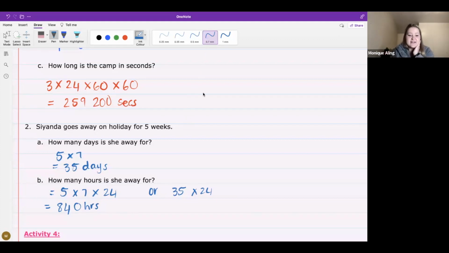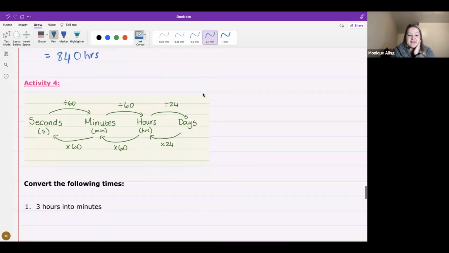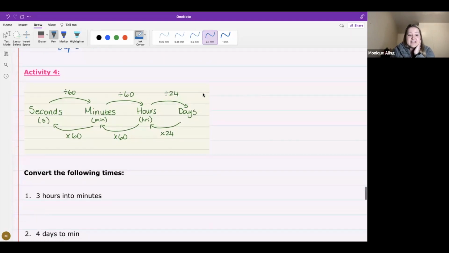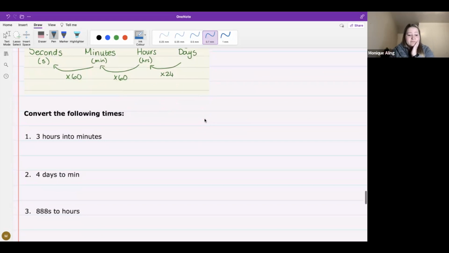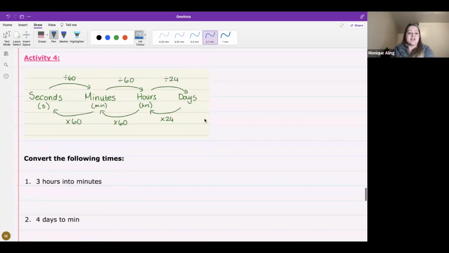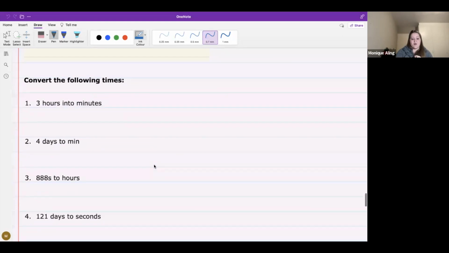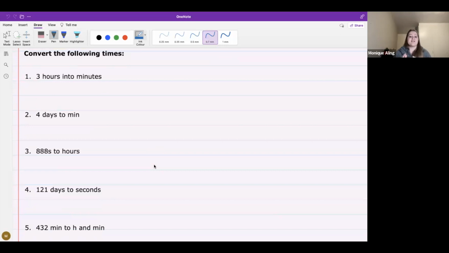Well done. Okay, so I've got the diagram again. Another activity. Okay, no, not yet, that's the next activity. Apologies, thinking ahead here. Okay, convert the following times. So I'm going to scroll down so you can see all the questions. Sorry, 5 questions.